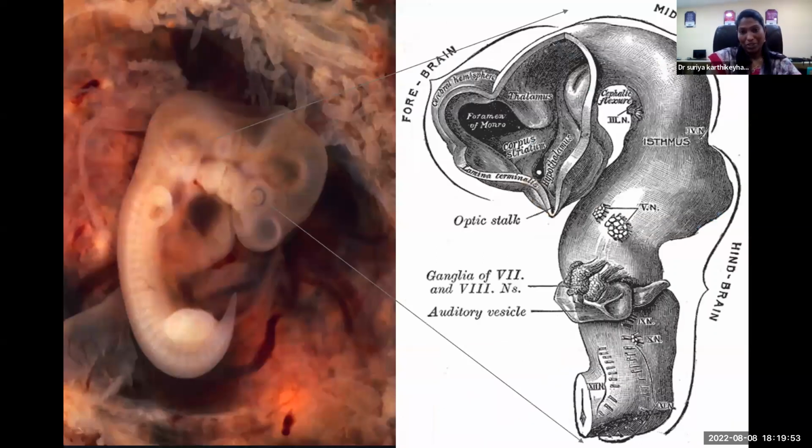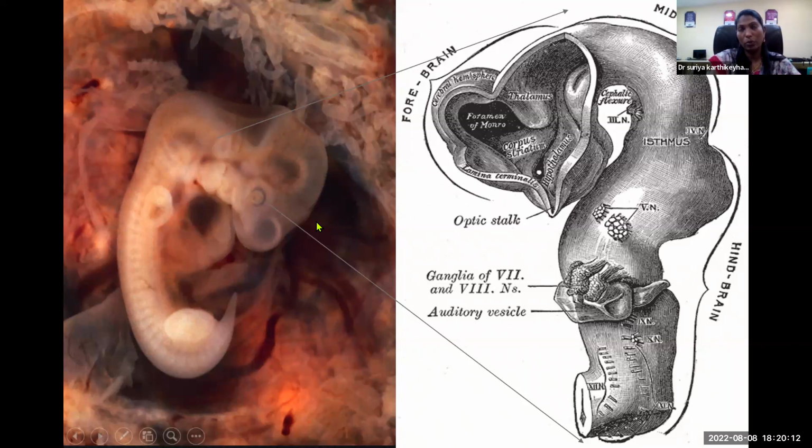So this is a beautiful picture from Gray's Anatomy. This is the picture from Gray's Anatomy, and this is from the internet. I got the source. This is actually a developing embryo. The 5 weeks embryo is seen in the uterine cavity, in intrauterine life. This is a 5 weeks embryo.